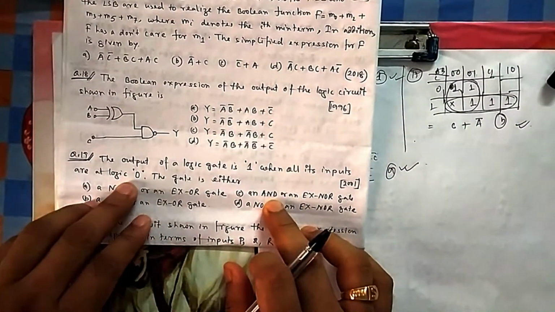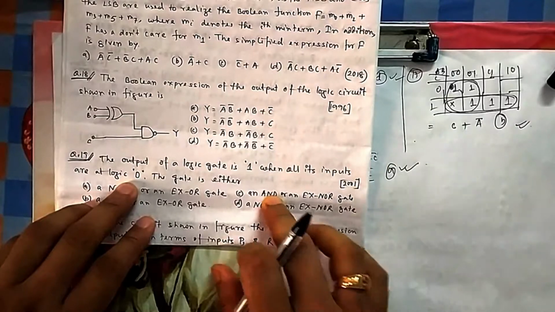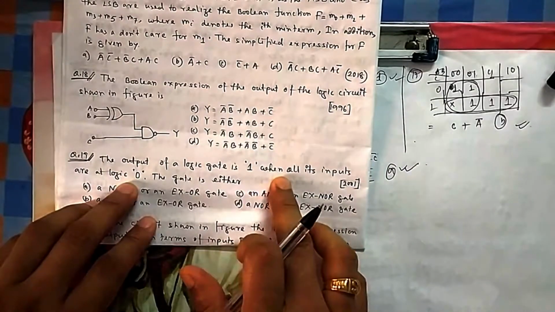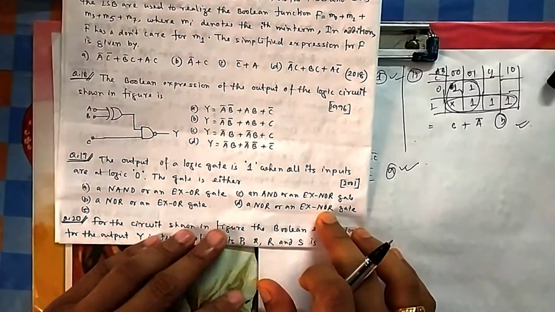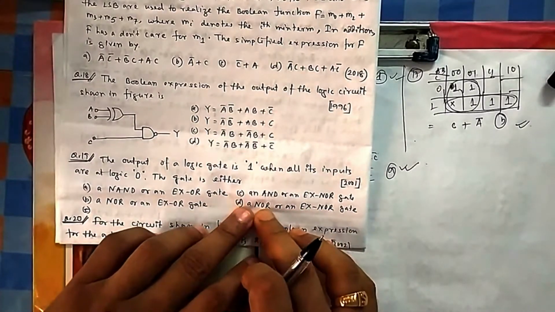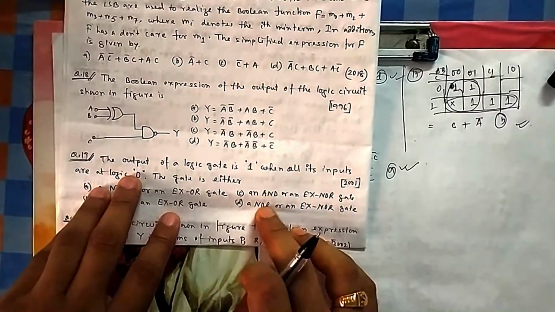C: AND, 0 into 0 is 0, so it is not 1. So AND will not give me the answer. Obviously C is not the answer. Finally you will get D as the answer. But let me check. NOR means 0 plus 0, then inverse. So it is 1. Okay.